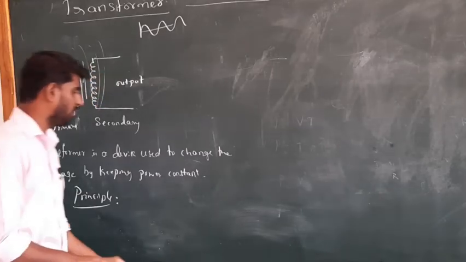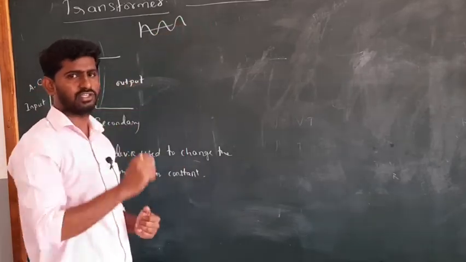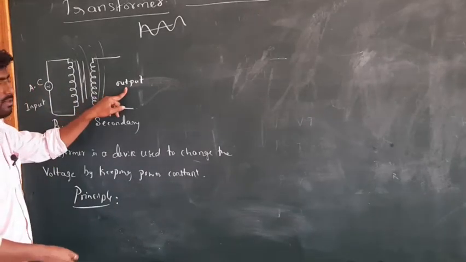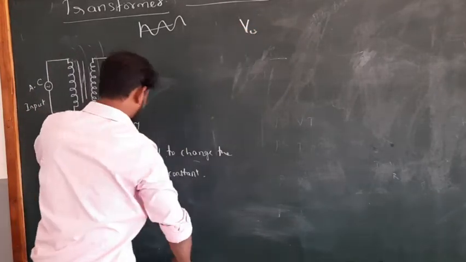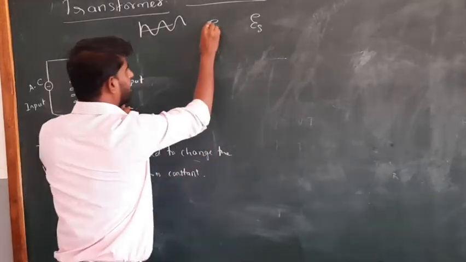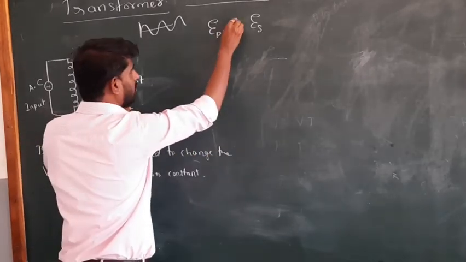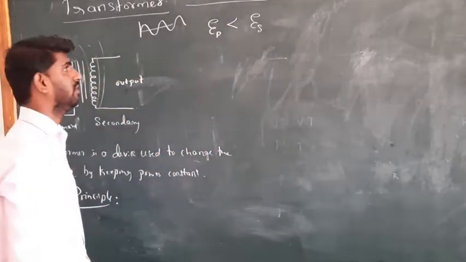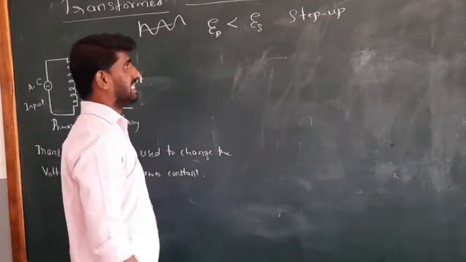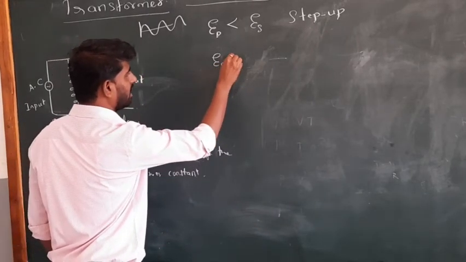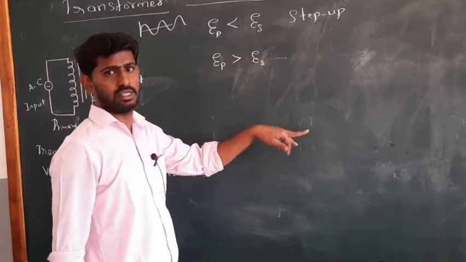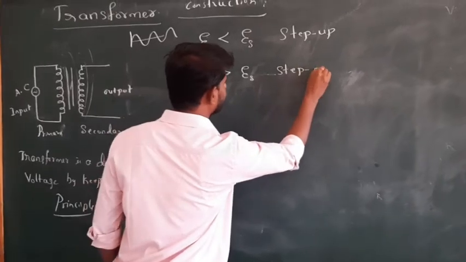We can change the voltage in two ways. We can increase the voltage in the output, or we can decrease the voltage in the output. If you are getting more voltage, I call this V naught, or I will write EMF E naught. So E secondary coil and E primary coil. Suppose you are getting more EMF in the secondary coil than the first one, we call such a transformer a step up transformer. Suppose the primary coil EMF is greater than the secondary coil, meaning you are getting output which is lesser than the input, so we call them a step down transformer.